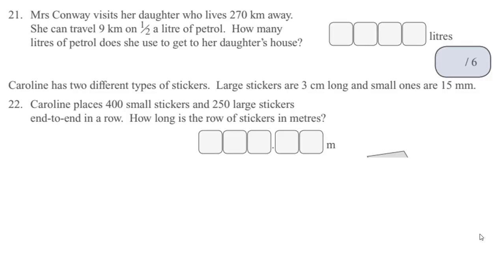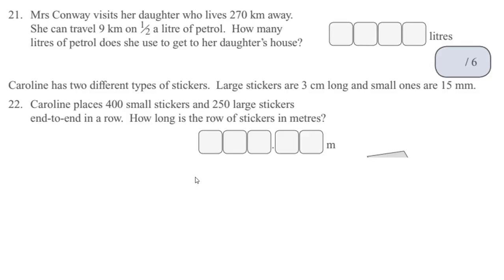Okay, hope you've tried that. Question 21 says Miss Conway visits her daughter who lives 270 kilometers away. She can travel 9 kilometers on half a liter of petrol. How many liters of petrol does she use to get to her daughter's house? Okay, the first thing you need to do is to underline this information first.